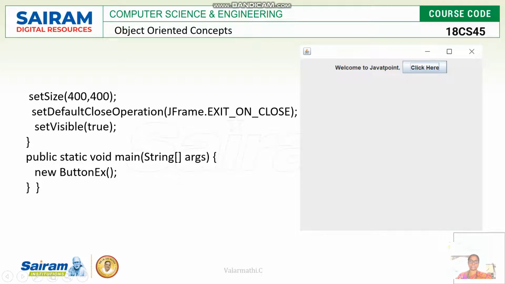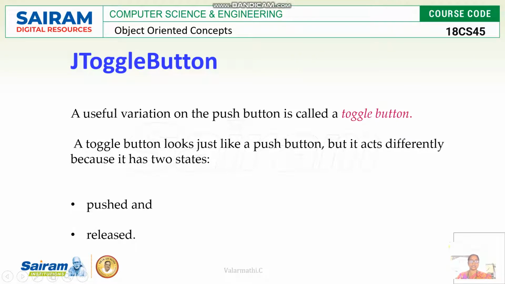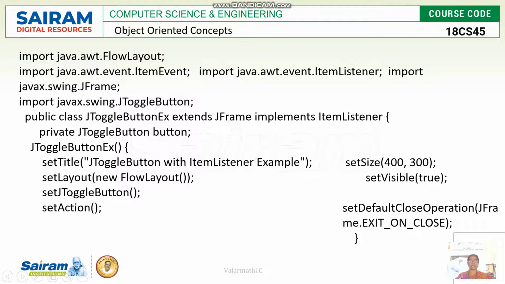Now we move on to the next button called JToggleButton. JToggleButton is a little different from the normal push button. It has two states, one is the pushed state, another one is the pressed state, and now we can see the toggle button example. So these are all the import statements needed for this JToggleButton. Now I have the class called JToggleButtonExample extends JFrame, implements ItemListener. Whenever the toggle button is used, I should make the status on or off.